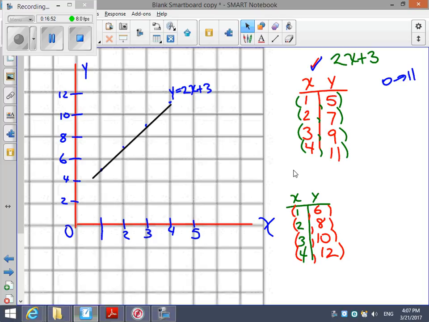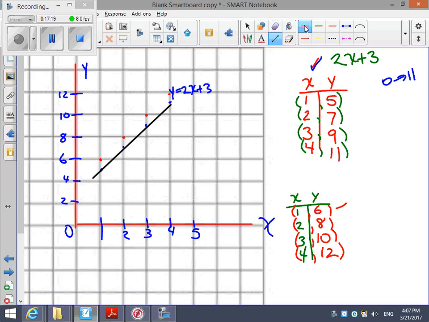I'm going to use red this time. I'm going to do 1, 6 is my first set of ordered pairs. So I go over 1, up 6. That first dot is right there. Next one is 2, 8. 3, 10. And 4, 12. Beautiful. This one almost looks parallel to the last one.